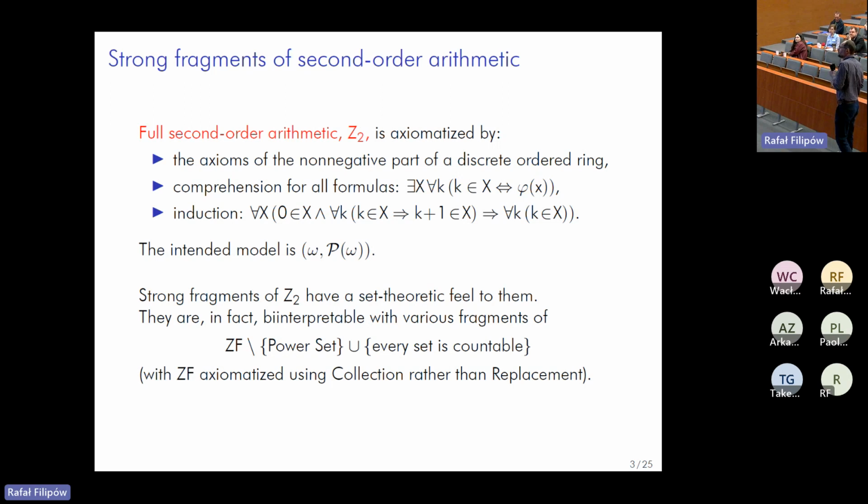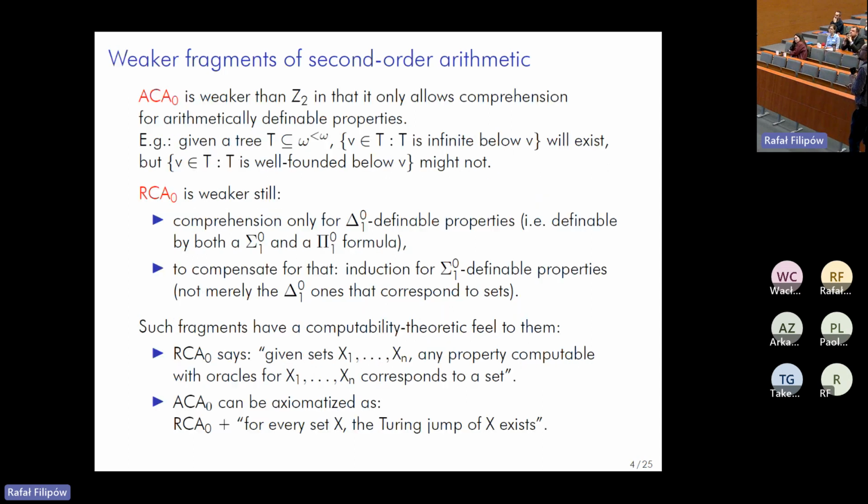strong enough fragments of second-order arithmetic are actually bi-interpretable with fragments of countable set theory. So you have to formulate it the right way, but it's roughly you take away power set and add the axiom that every set is countable. So those are not the fragments we're going to be looking at here.